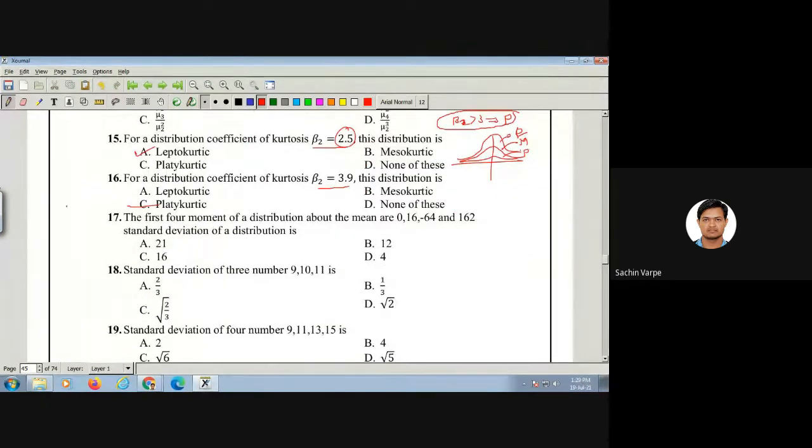Okay. 17th: the first 4 moments of a distribution about the mean are given to be this. About the mean means mu1, mu2, mu3 and mu4. If it is about any value, then those moments will be mu1 dash, mu2 dash, mu3 dash and mu4 dash. So don't get confused here. We have been given these first 4 central moments, and then they have asked about the standard deviation. As we know, mu2 is the square of the standard deviation. So we just have to take the square root of mu2, that is 4.